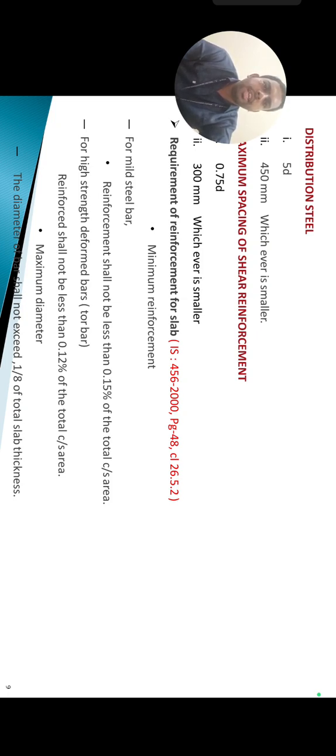Requirement of reinforcement for slabs. You have to provide mild steel bars. Reinforcement shall not be less than 0.15% of the total cross-sectional area. For deformed bars, it should be 0.12% of the total cross-sectional area. The maximum diameter that you should provide in the slab should not exceed 1/8 times the total thickness of the slab.